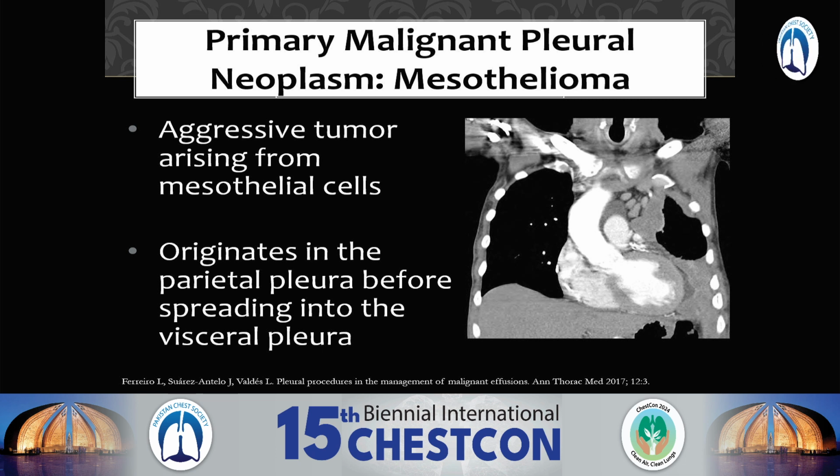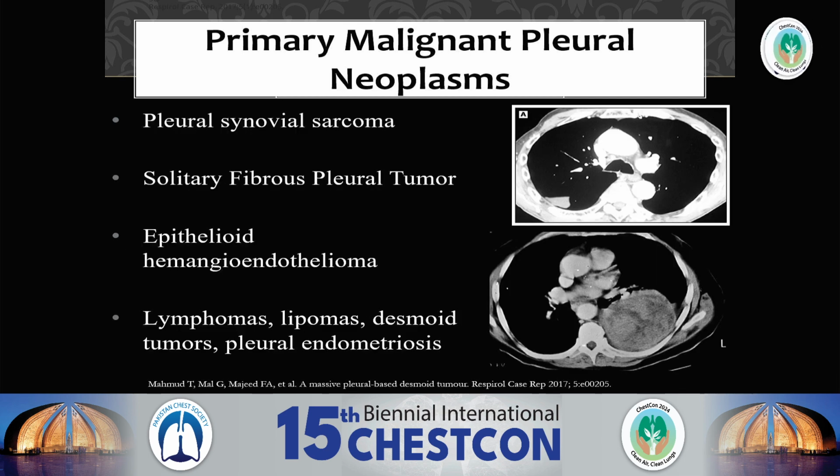And it is quite an aggressive tumor. It originates from the pleura, and then it can involve the chest wall, the diaphragm, the mediastinum, and it has a very high mortality. Apart from this, there are a few more primary pleural neoplasms. Primary means they originate from the pleura, like sarcoma, solitary fibrous tumor, epithelioid hemangioendothelioma, lymphomas, and some of the benign tumors.